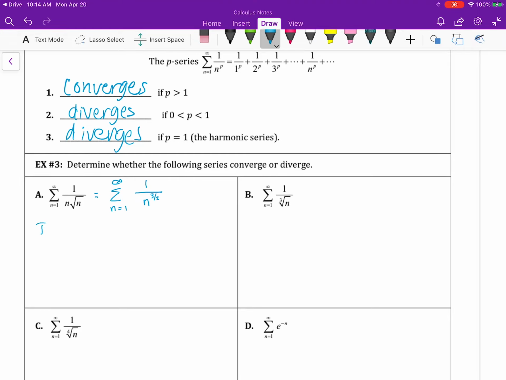So the first thing I would want to do on this one is simplify my n in the denominator. So this would be n to the 2 over 2 plus 1 over 2. This would be n to the 3 over 2. And I would say this is a p-series.